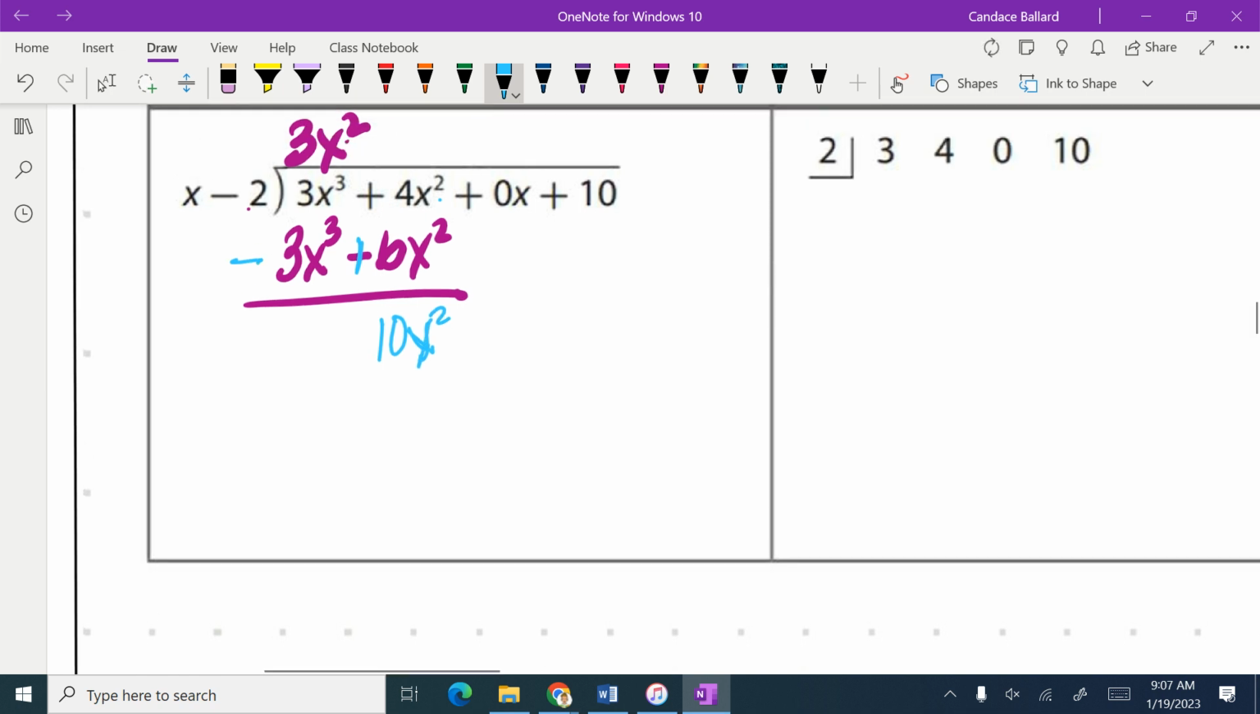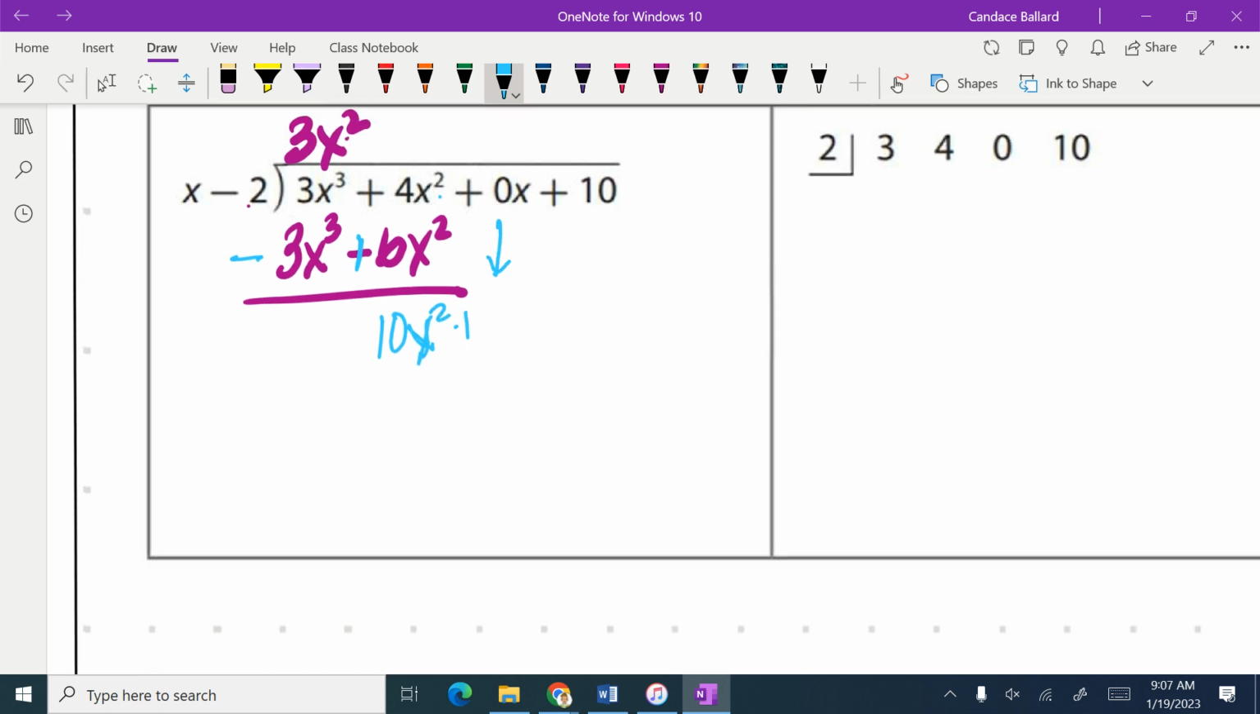10x squared. Good. And then I'm going to drop my 0x down. It's a nice little placeholder in there. All right. How many times does x divide 10x squared? 10x. Good. All right. I'm going to distribute again. So 10x times x is? 10x squared. Good. 10x times negative 2 is?